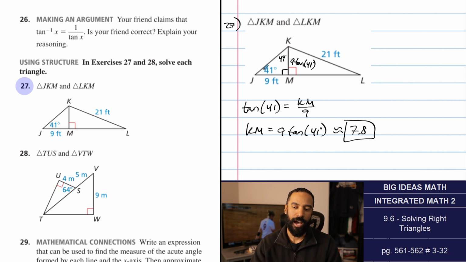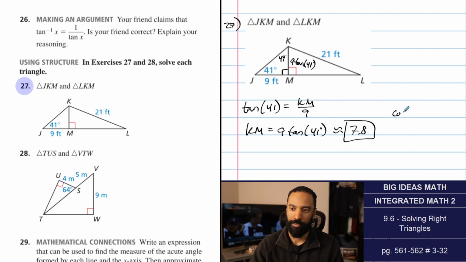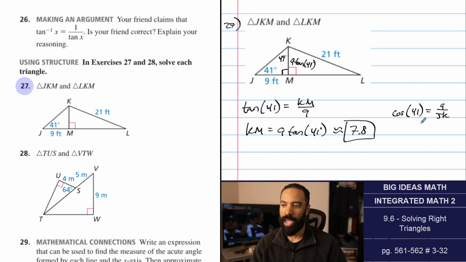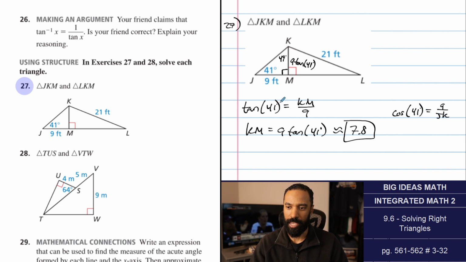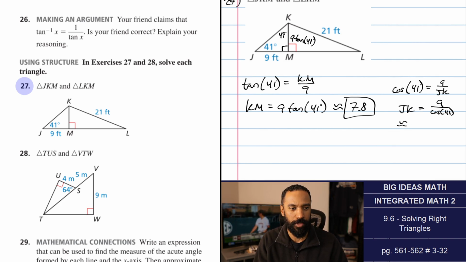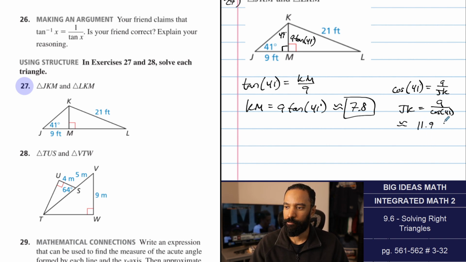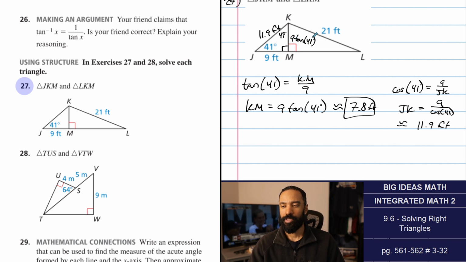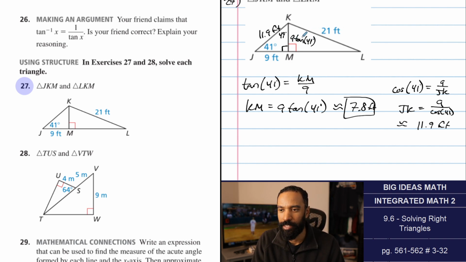Now, cosine of 41 is 9 over JK. Swap places with cosine of 41 degrees here. JK is 9 over cosine of 41, which is about, and this one I'm fine approximating because I don't think I'm going to use it again, 11.9 feet. I didn't realize these are all in feet. 11.9 feet. Okay, I'm going to use that 9 times tangent of 41 degrees to find some things out.